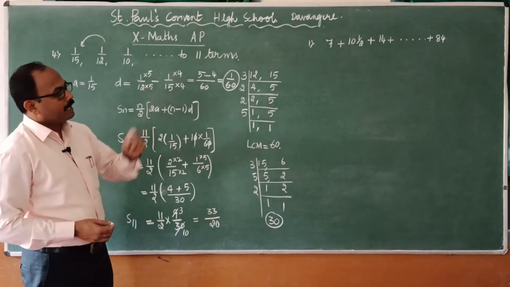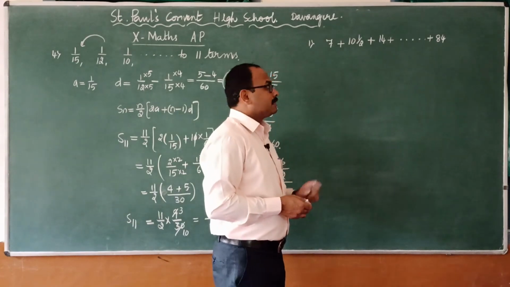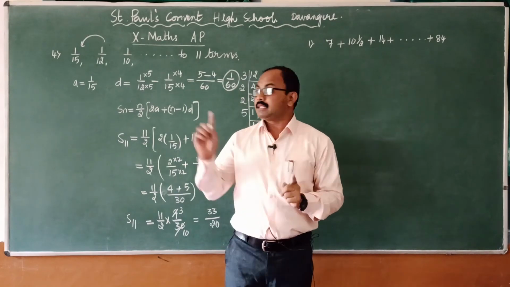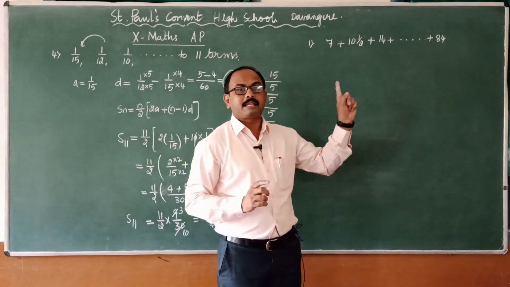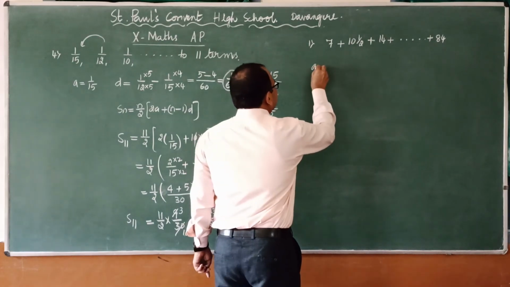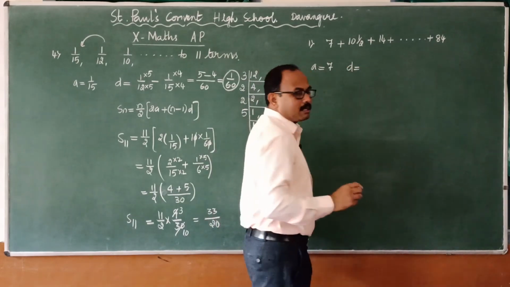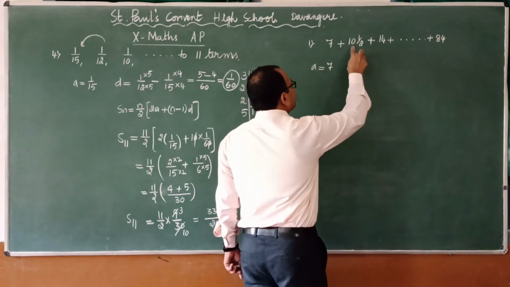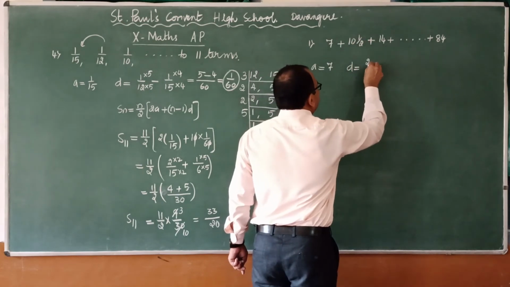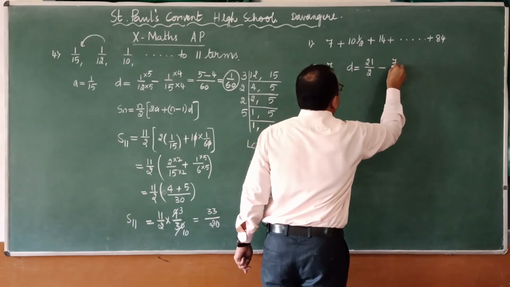Again, one more sum, the next sum I have taken, children. In this, the last term is given. Please find the difference between the sums we have done so far and the next sum. Okay. The next sum, A is given 7. D again involves fraction, children. Therefore, 10 1 by 2, 10 2s are 20 plus 1, 21 by 2 minus, this is 7 by 1.